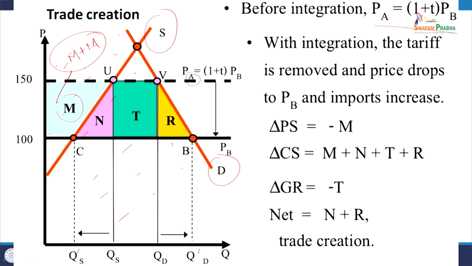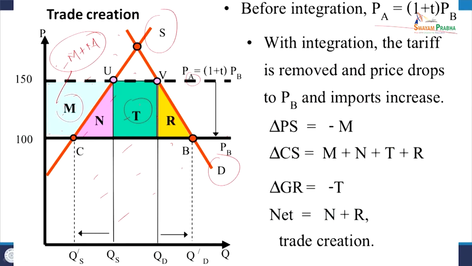Now, out of it, what is negative here? The gross revenue earned by the government, because the government used to earn revenue by charging tariff. Now, since the tariff is not there, this is negative for sure. So T is negative. What is left here? N is positive, R is positive. So minus T is cancelled out by T, and what is left is N plus R.